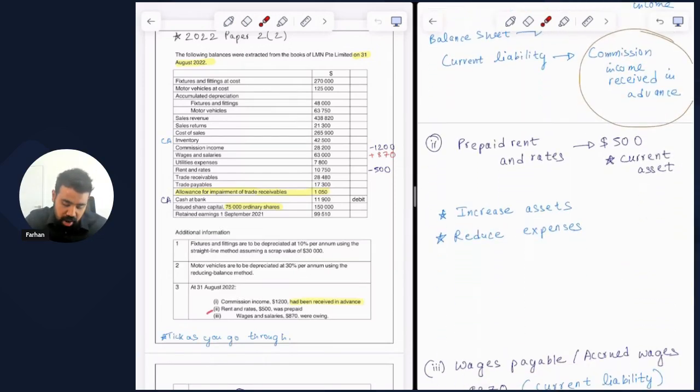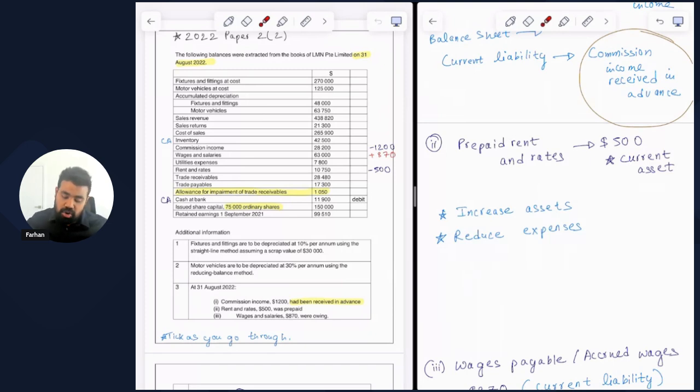So rent and rates of $500 was prepaid. Now, prepaid rent and rates of $500 refers to a current asset. Why is this a current asset? We have paid for expenses that we will consume at some point in time in the future, and we have paid for these expenses in advance. So every time you make an advance payment for an expense, we call that a current asset, which in this case is the prepaid rent and rates expense.